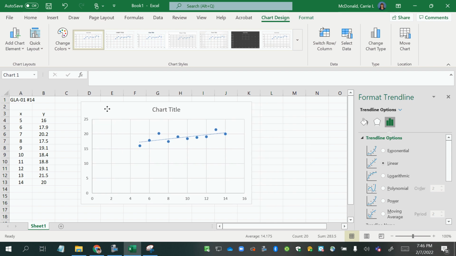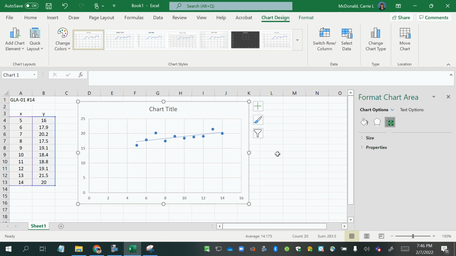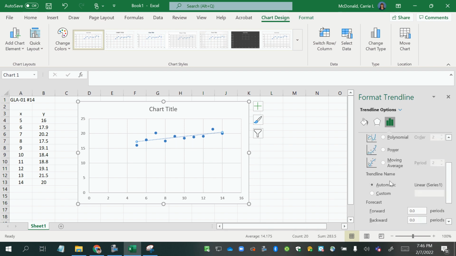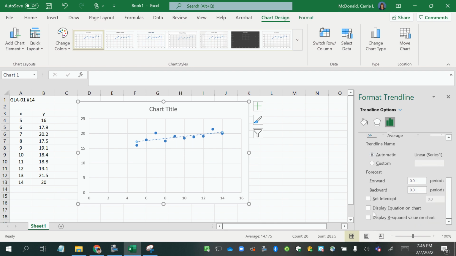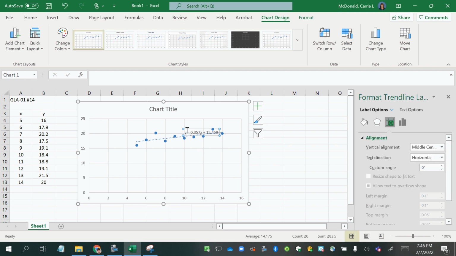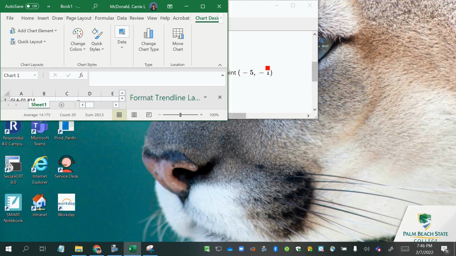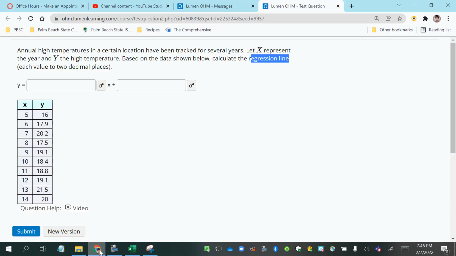Now what they asked us to do was to give the equation of the regression line. So notice that over here, the tray that opened when I created my trend line, if I scroll down, there's an option to display the equation on the chart. And that's very convenient because now I can see the answer that I need to put in to finish my homework question.